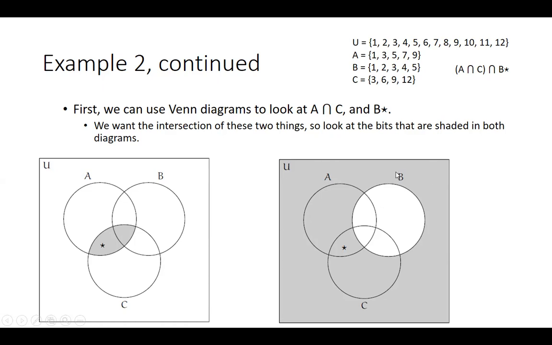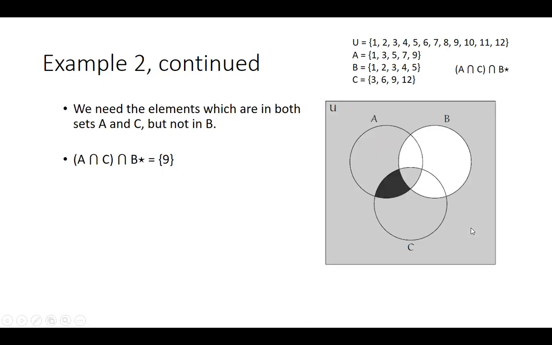B star looks like this. Everything in the universe box that's not in the circle B. We want where these two pictures overlap. This gray area with this gray area. And spoiler alert, with the star in the picture, the area we end up with when we overlap the gray area from the left with the gray area from the right is this dark area right here.